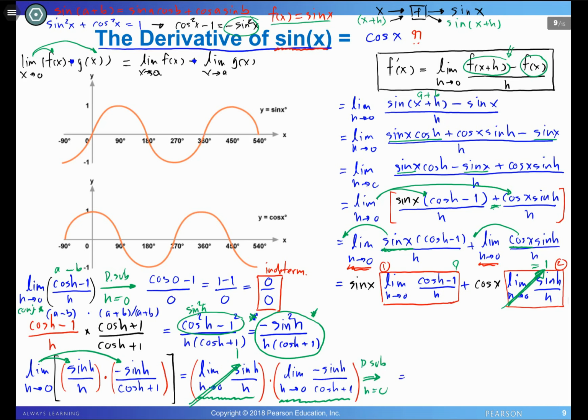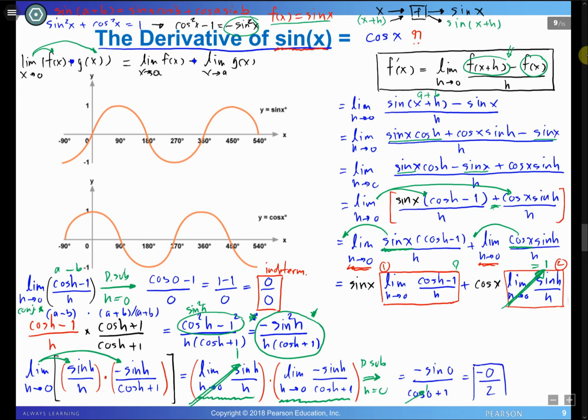So let's take a look at the second limit. What do we have here? Minus sine of 0, divided by cosine of 0 plus 1. Sine of 0 is 0, so we have minus 0, divided by cosine of 0. We know that this is equal to 1. 1 plus 1 equals 2. Minus 0 over 2. This is not indeterminate. We know this value. 0 divided by 2 is 0. So in the end, we have this equal to 0, and that is the limit of this term right here.